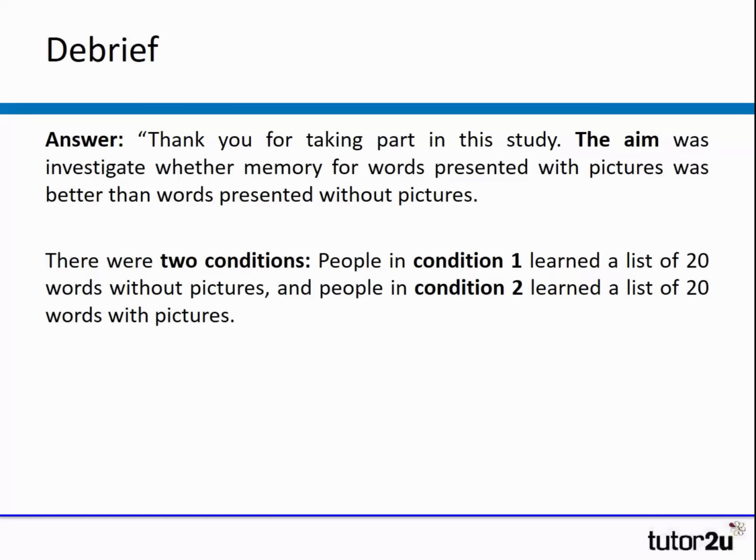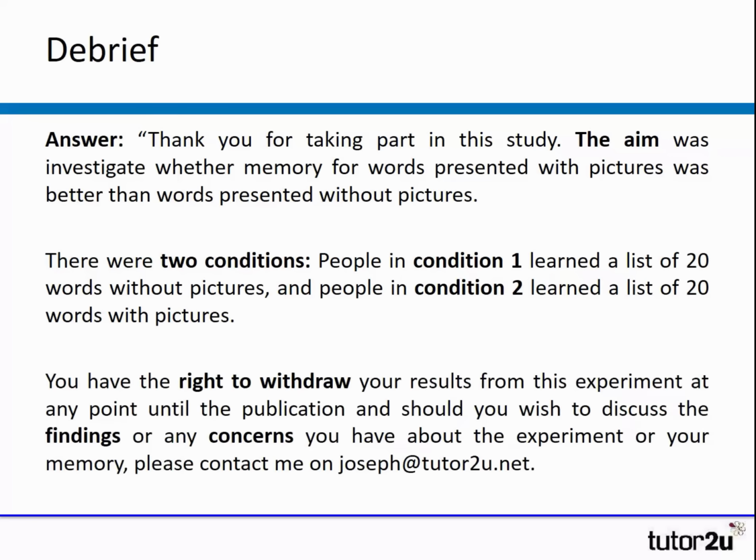Now, we haven't got enough to get 6 marks, so we need to go on and acknowledge some other ethical guidelines here. So what we would also do is tell them that they've actually got the right to withdraw their results from the experiment at any point until the data is published. And should you wish to discuss the findings or any concerns you have about the experiment or even your memory, that they can contact you. They need to know how to contact you. That's then going to get you 6 out of 6.